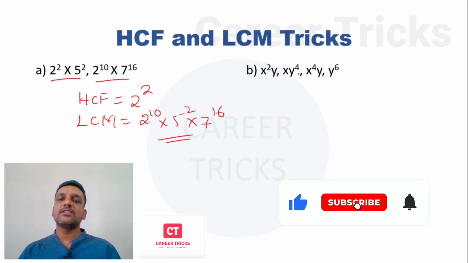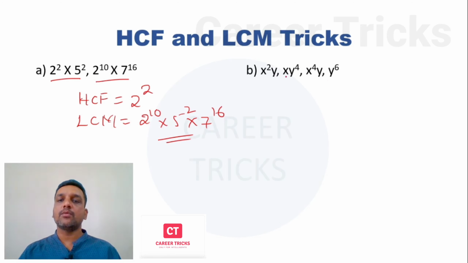Here one more term is there, the second problem. In the second problem we have x squared y, x y to the power 4, x to the power 4 y and y to the power 6. If I am writing for the HCF, we will not calculate anything, directly we will write it as x y. Both the terms are there in all the parameters. At that time what will I write? Okay, here x is not there. I will remove x.